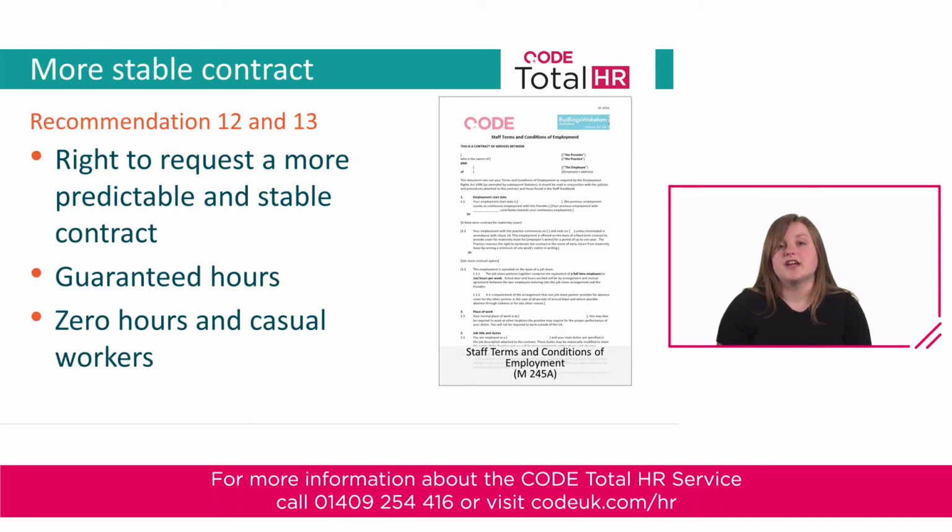So one of the first key changes I want to make you aware of with the Good Work Plan is that from April 2020, employees and workers will have the right to request a more predictable and stable contract. Now, this comes from recommendations 12 and 13 of the Taylor Review. So under this new right, they will be able to request things like guaranteed hours. So for example, your 0 hours team members can request that guaranteed hours are written into their contracts. They have a more stable contract. But potentially, if they still want a little bit more flexibility, they could request a minimum number of guaranteed hours. But it also could impact on the days per week, so it could be a request for certainty on the days of work.